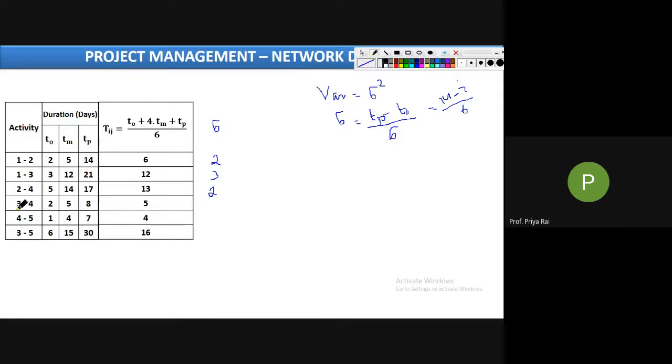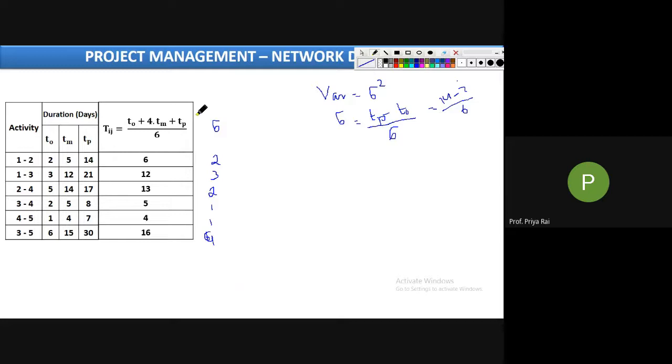For the fourth, 1. Okay, and for the fifth it will also be 1, na? 7 minus 1 is 6. 6 divided by 6 is 1. This will be 30 minus 6, 24. 24 divided by 6 is 4.